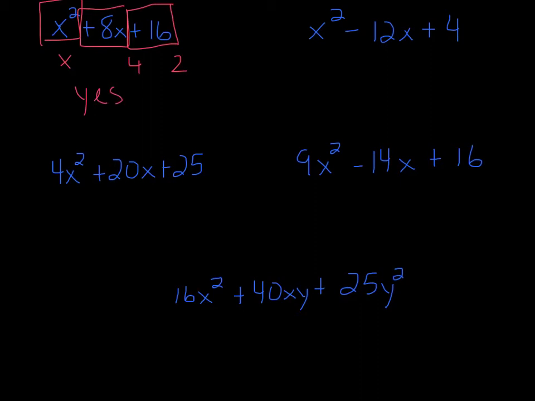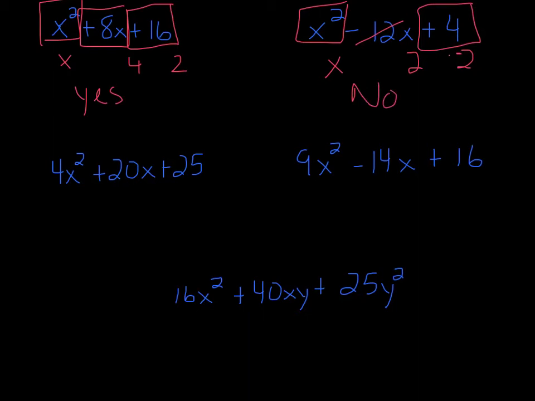Alright, the next one: x squared minus 12x plus 4. Okay, so the square root of x squared is x, the square root of 4 is 2. Multiply those two together, we get 2x, times 2, that gives us 4x. Or we would probably do it by negative 2 here because we have the negative in the middle. The outside terms are correct, but the inside term doesn't make it work, so that's a no.